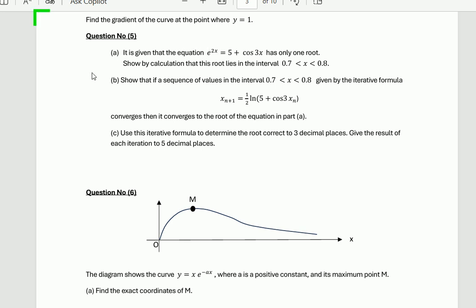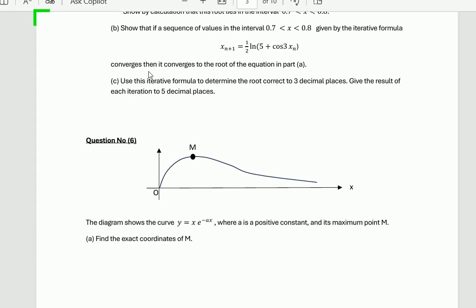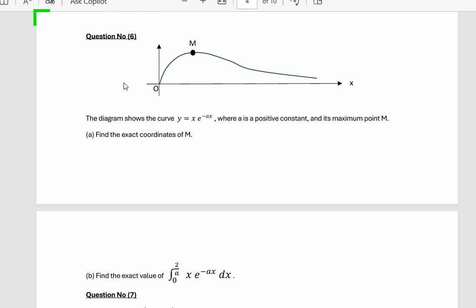For part B, show that if a sequence of values in the interval 0.7 less than x less than 0.8 is given by the iterative formula x(n+1) equal to 1 by 2 ln of (5 plus cos 3xn), then it converges to the root of the equation in part A. For part C, use this iterative formula to determine the root correct to 3 decimal places, giving the result of each iteration to 5 decimal places.